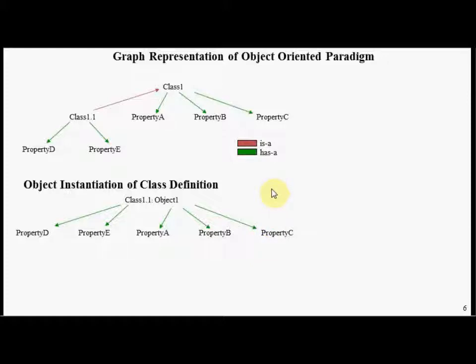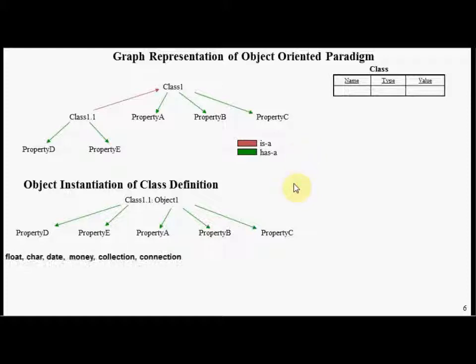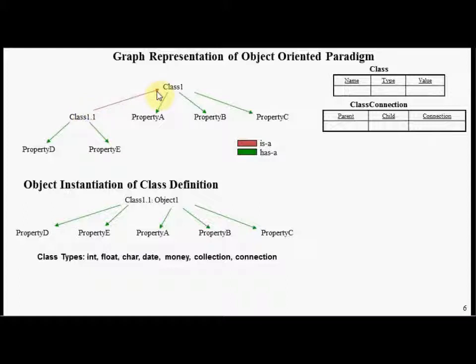Now let's look at the relational tables needed to support this paradigm. We have a class table, which represents the nodes of our class graph. It's basically a name-value pair, and we have a type column with legal type values. This represents basic class types. We have a class connection table of parent-child nodes and a connection type, which in this case is going to be either has-a or is-a. And then we have a transitive closure table representing the transitive closure of this class graph. Assume for a minute that this transitive closure table is automatically populated and managed whenever nodes or connections are added or deleted in this class graph.